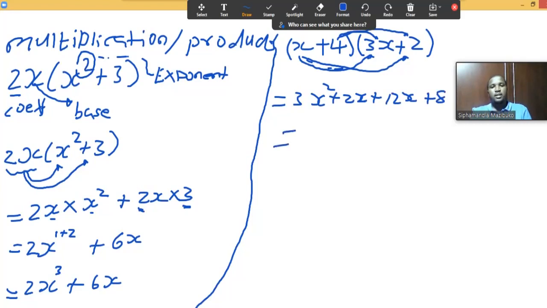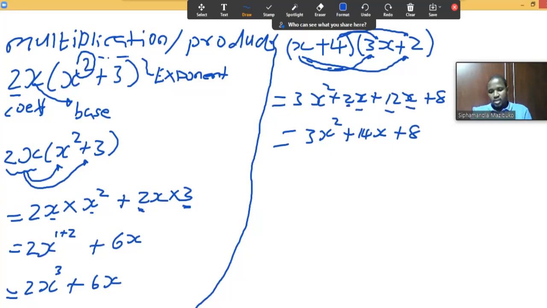So we're looking at adding the like terms. Here we'll keep our 3x squared. There is nothing else that has a squared beside 3x squared. And then if you look at the next term, you're finding 2x. You need to add 2x plus 12x because they all have the same base. So you just add them. In this case you'll have 14x plus 8. Because the bases are the same, you just add the coefficients, which are 12 and 2 in this case. So you are done.